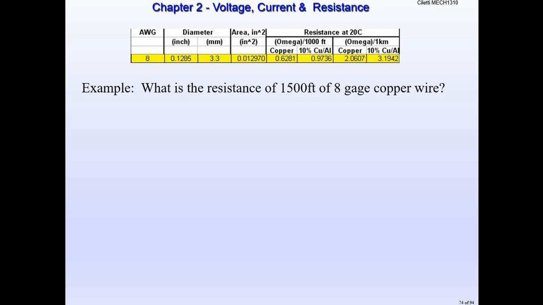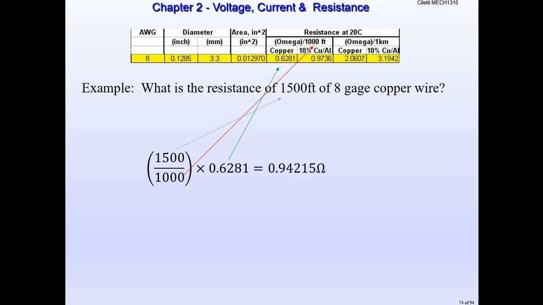Okay, same concept. We're going to take 1,500 divided by 1,000. That 1,000 will never change because it's based on the chart. The 1,500 is how many feet of wire you and I went to Lowe's or Home Depot and bought. Okay, 8 gauge wire. We know what the resistance is per 1,000 feet, and it's 0.6281 per 1,000. So when I calculate this, you're going to get 0.94215 ohms of resistance.